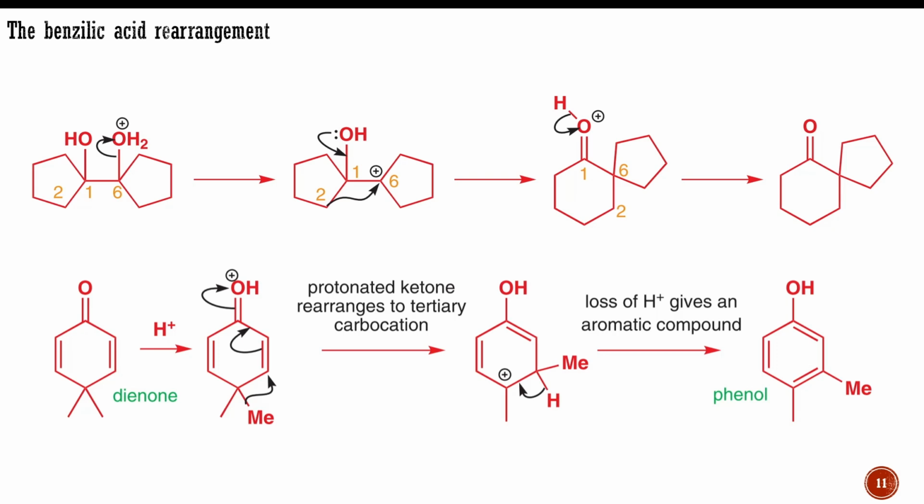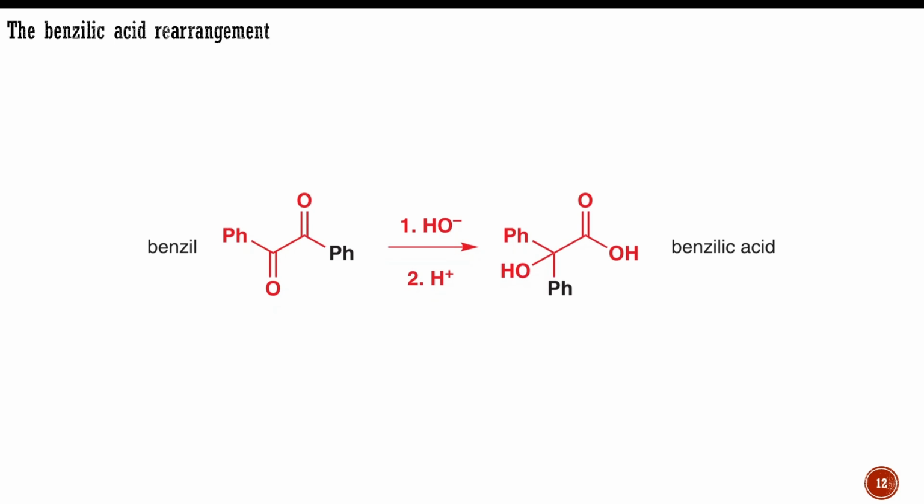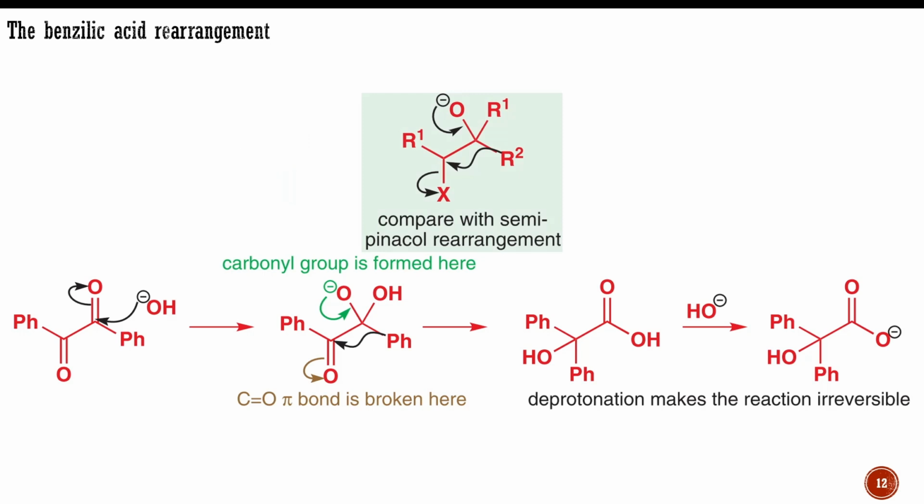In 1838, Justus von Liebig found that treating benzil with hydroxide gave, after acid quench, benzilic acid. The mechanism of this benzilic acid rearrangement starts with attack of hydroxide on one of the carbonyl groups. The tetrahedral intermediate can collapse in a reaction reminiscent of a semipinacol rearrangement. You may find it helpful to think of the benzilic acid rearrangement as a semipinacol rearrangement in which we have a breaking carbon-oxygen pi bond instead of a leaving group.